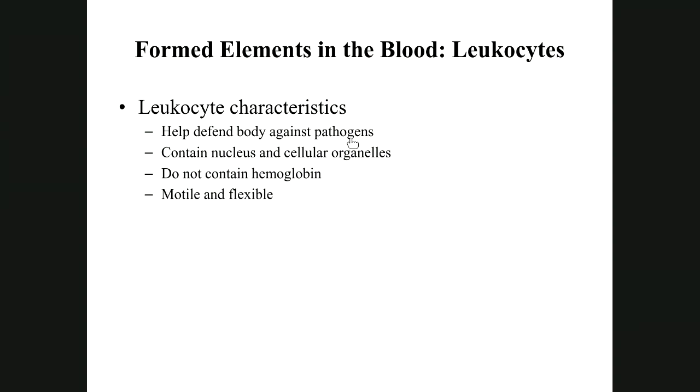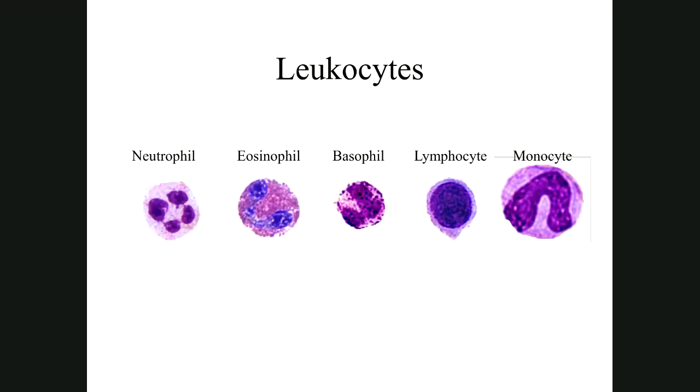So they help with defense. These guys, compared to reds, have their normal organelles, and they do not have hemoglobin, right? And these guys are more flexible and they're mobile. These guys are really cool. White blood cells, there are 5 groups, and you should go ahead and take a note about them real quick. There are neutrophils, eosinophils, basophils, lymphocytes, and then monocytes. So these are our 5 groups of white blood cells.